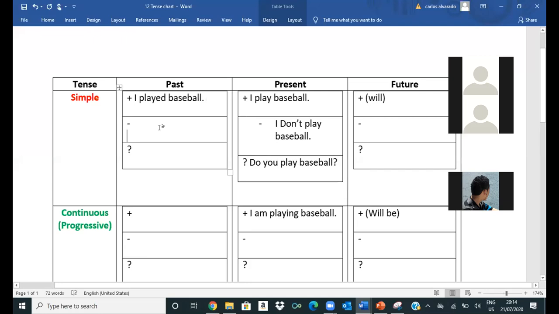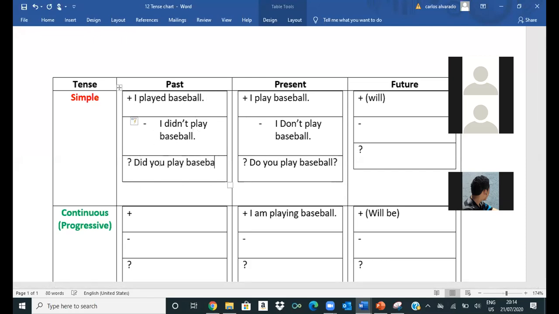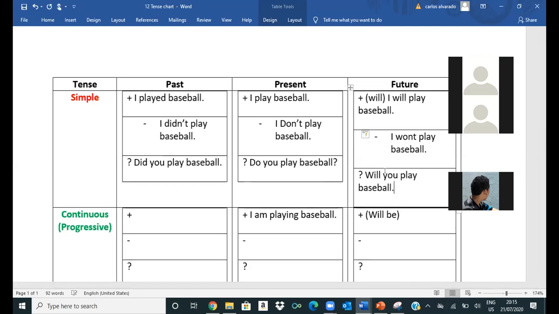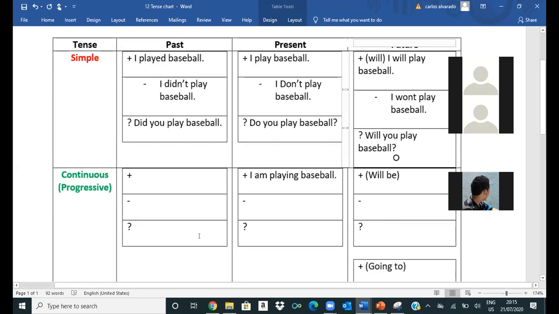Okay. Now, negative, I mean, sorry, past, I played. Negative, I have to use the auxiliary verb, did. I didn't play baseball. Question, did you play baseball? Okay. And future, I will play baseball. I will not. ¿Cuál es el contracción de will not? Won't. I won't play baseball. Okay. Question, will you play baseball?